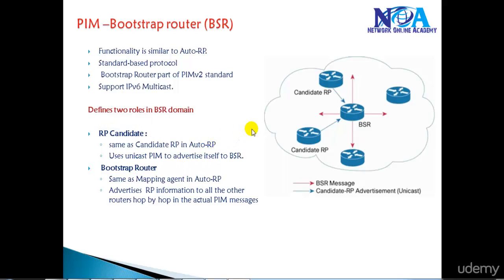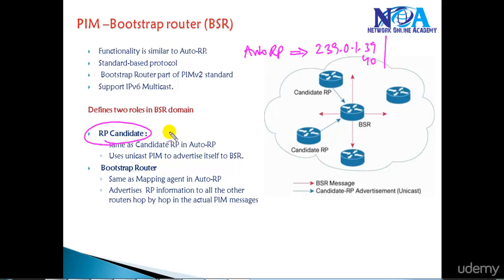Now here the RP candidate is the same as the candidate RP in Auto RP, but the major difference between Auto RP and the Bootstrap router is that Auto RP uses multicast addresses like 239.0.1.39 and 40 to listen to the RP announce and RP discovery messages. Instead, here the information is flooded in the form of PIM messages hop by hop.